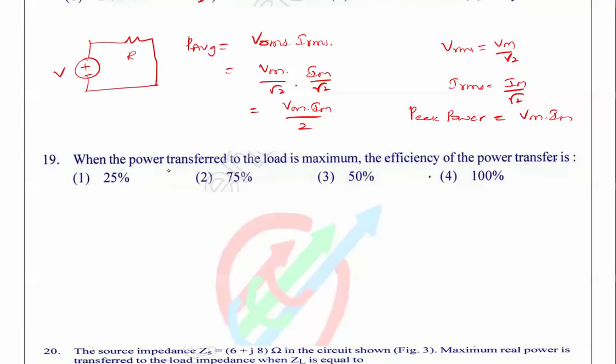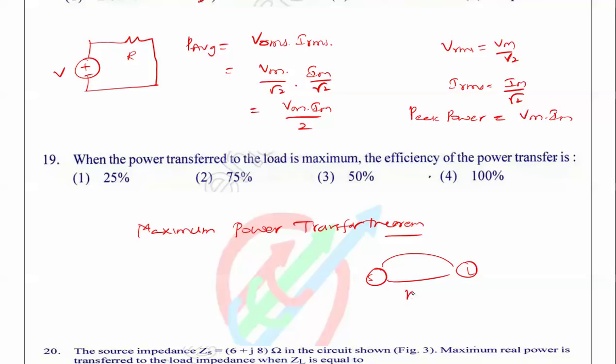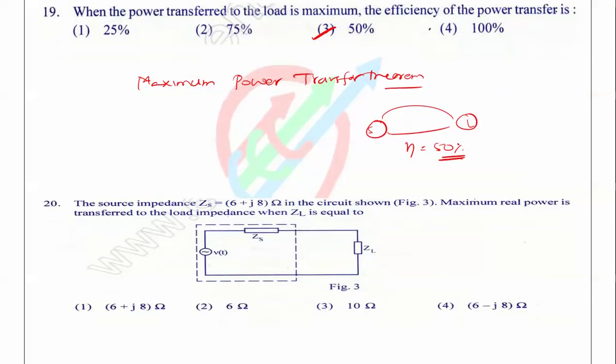The next question is, what is the power transferred to the load? The efficiency of the power transfer is. So this is from the maximum power transfer theorem. By using the maximum power transfer theorem, you can transfer the maximum power from the source to the load with an efficiency of 50% only. So the answer is 50%.